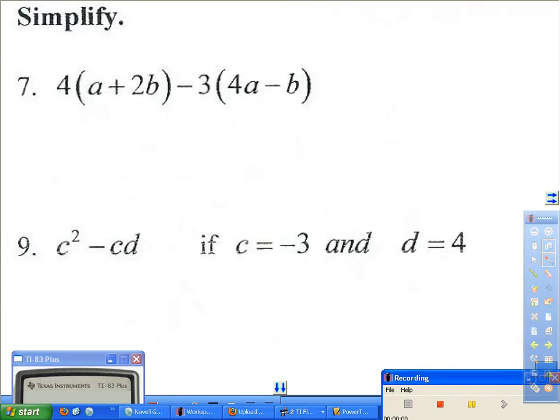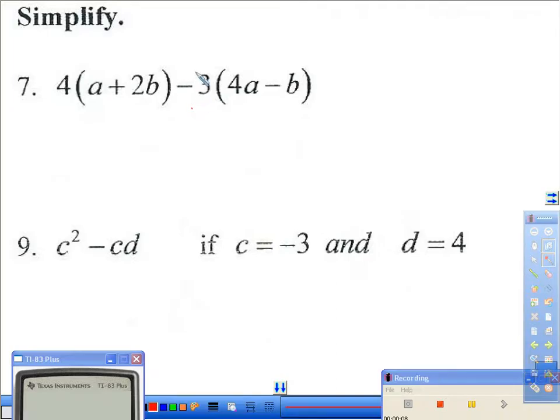On numbers 7 and 9, what we're doing is simplifying or evaluating expressions. So number 7, don't be fooled here because this is not an equation. A lot of people see this and they start using their rules for equations, but this is just one long expression that we're trying to simplify. In this case, it means that we need to distribute the 4 and distribute the 3, and then whatever results we're going to combine like terms with.